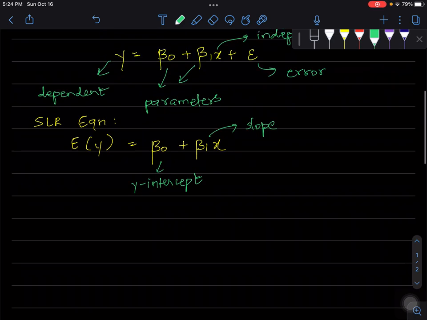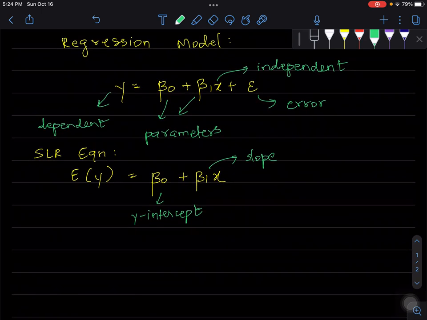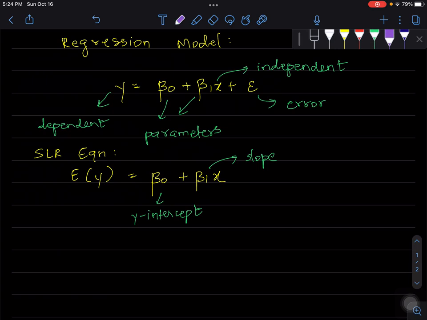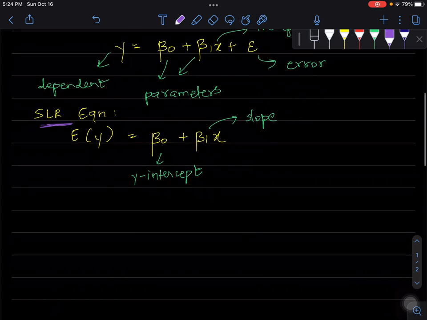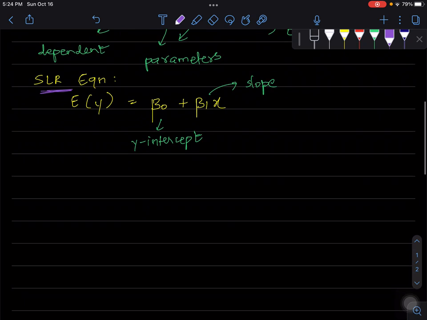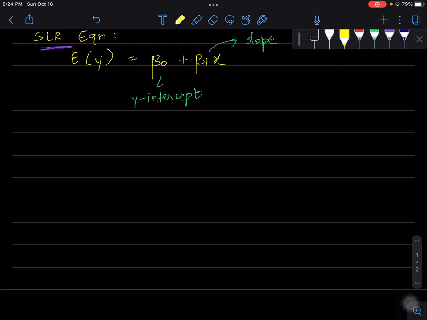In reality, we don't actually know the values of beta naught and beta 1, because that would be the perfect model or perfect equation. If we put the values of beta naught and beta 1 in the regression model and regression equation, we would have the true values. But we don't actually know those values. So we have sample statistics, which we denote by b0 and b1, and these are just estimators of beta naught and beta 1.